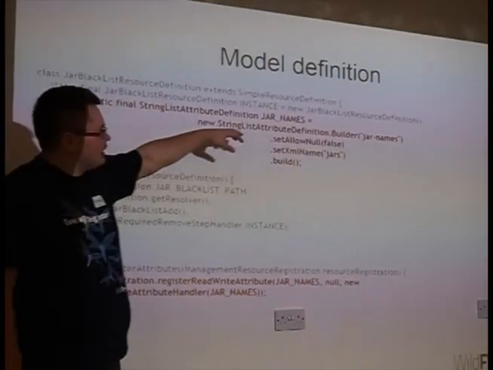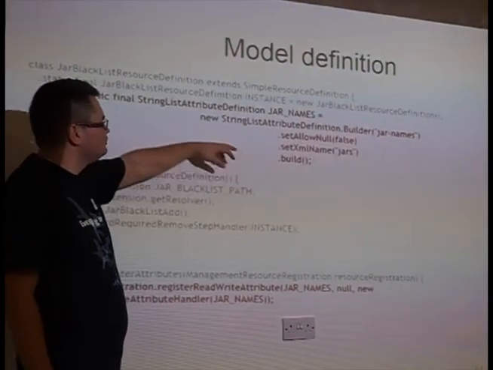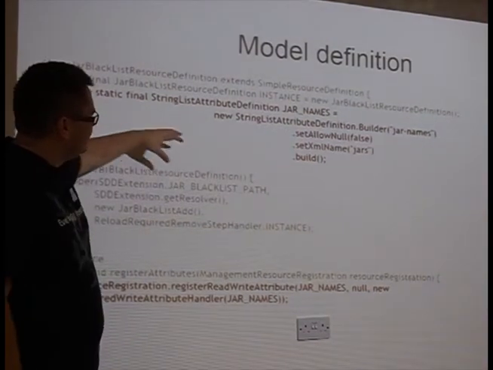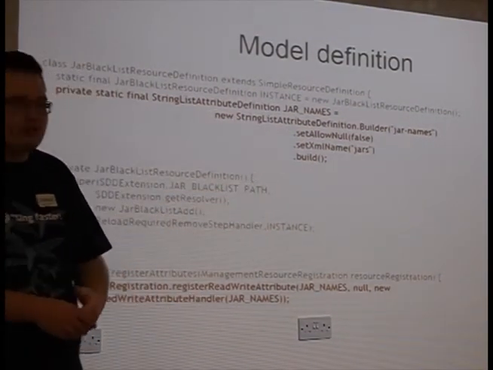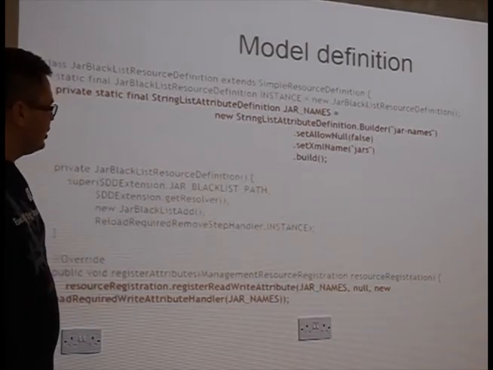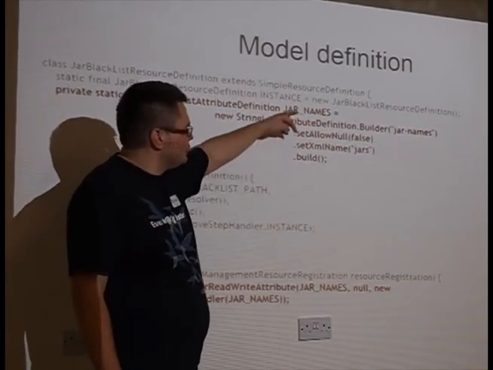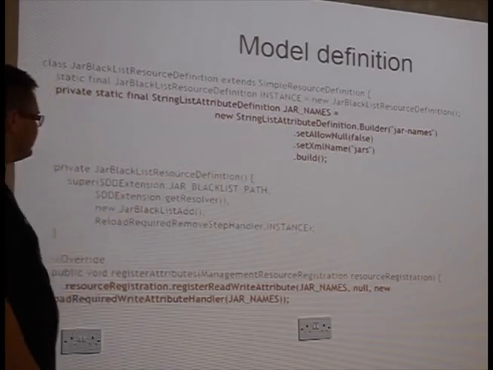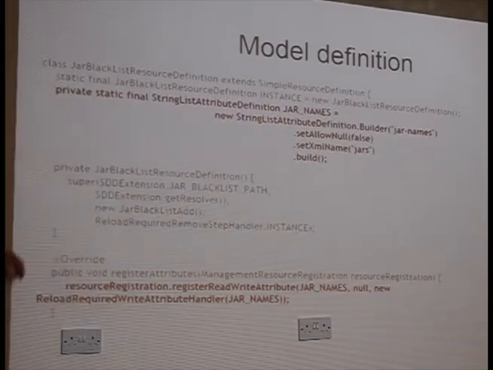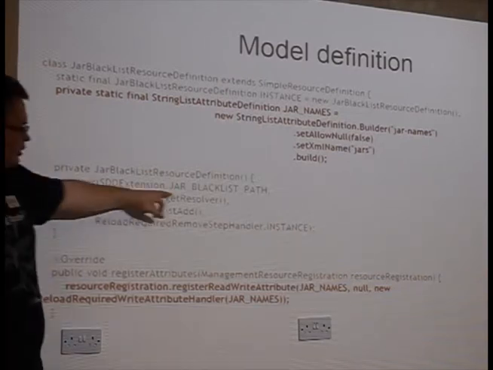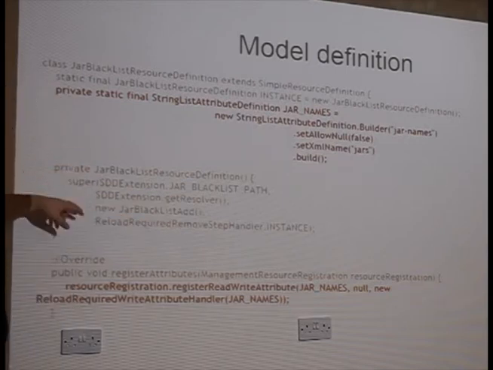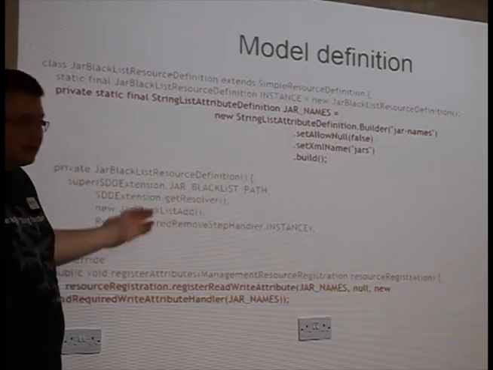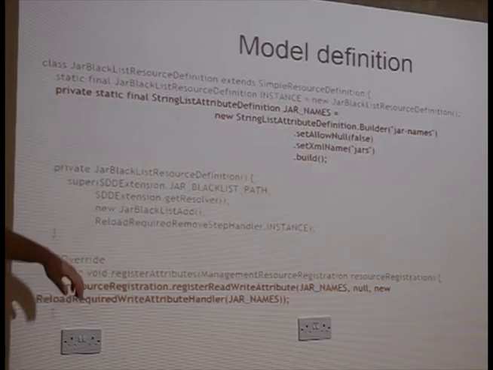Basically, you again do the resource definition as we talked about. Then you define the attributes, the jar names. What are the jars that we are interested in? And you define the XML name for it, whether we allow expressions, and so on. The stuff here is basically boilerplate: at what path we register it, and what the resolver is to help us resolve that. Then the add handler, this one is the interesting one.